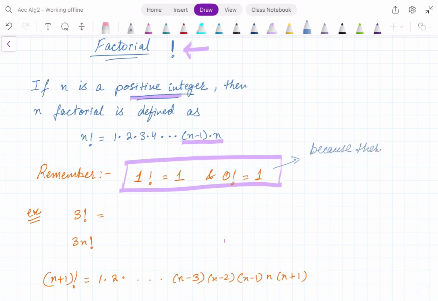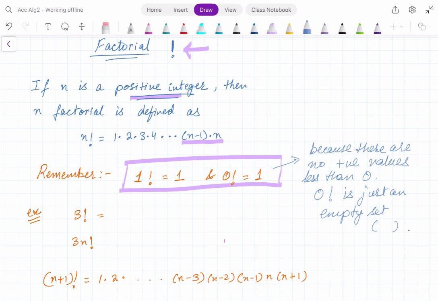But why is 0 factorial 1? Because technically there are no positive integers less than 0. So basically 0 factorial implies an empty set without any number. Right? So remember the factorial is for positive integers, and we are multiplying all the numbers ascending to the particular number. For example, 3 factorial implies 1 times 2 times 3.